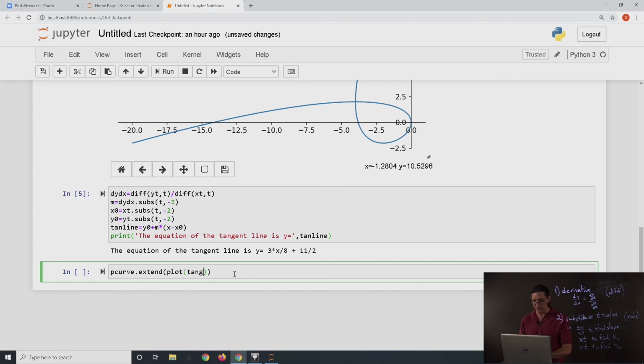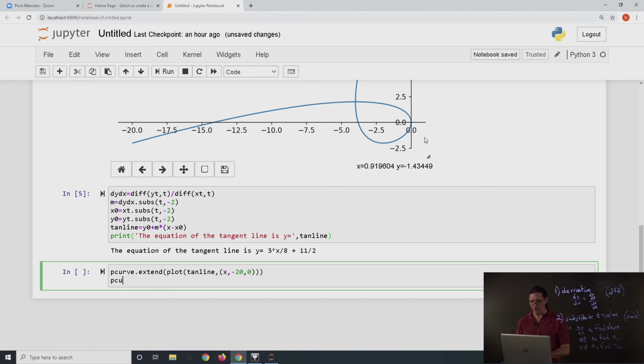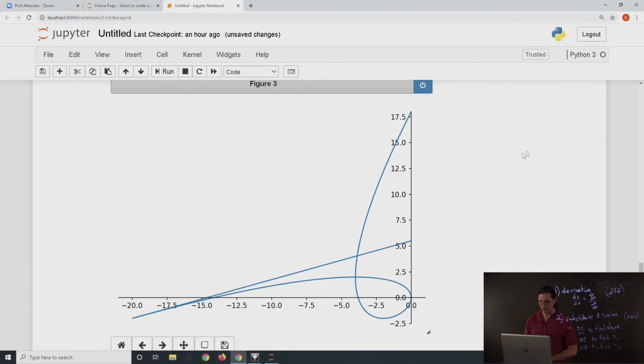So we want to plot tan line on the x domain. Our x domain looks to be about from -20 to 0. And then we take our variable pcurve, which has had another graph added onto it. That's what the extend command does. And we want to show this new graph. So we put pcurve.show to show us the new graph. And so we can see, it's a little tricky, but you can probably tell that the curve is indeed tangent at x equals -2, which is way out here on the end.